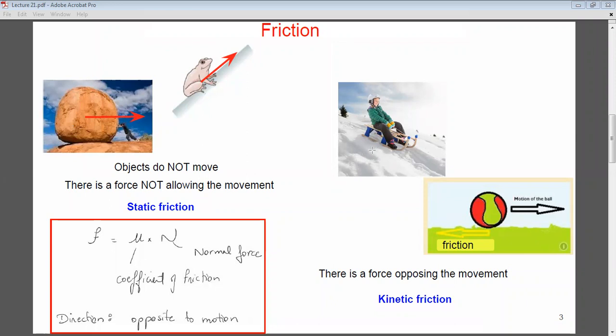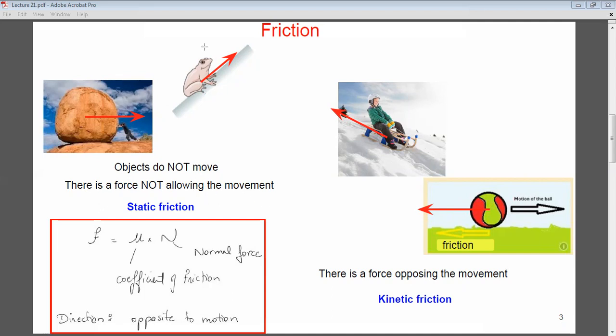This girl is on a sled and the sled is moving down the snow. Why doesn't she go forever? Why doesn't she stop after some time? Because there is a friction in the opposite direction. The same thing with a ball. Why is it, in a soccer game or football game, when they shoot a ball, it stops after some time? It moves, moves, moves, but it will slow down and stop because there is a friction force in the opposite direction. Okay, so if objects do not move, it means there is a force not allowing them to move.